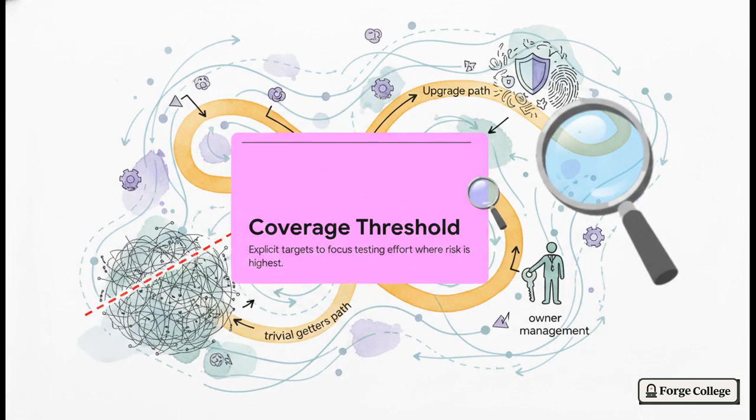But here's a little reality check within our reality check. Aiming for 100% test coverage across your entire codebase is often a total illusion, and frankly, it's kind of a waste of time if you're just testing trivial getters. Instead, we use what are called coverage thresholds. These are explicit, measurable goals that stop us from falling into the endless trap of just writing tests for the sake of writing tests. By setting smart thresholds, we focus our absolute maximum effort exactly where the risk is highest. We're talking those critical areas like upgrade paths, signature validation, and owner management.